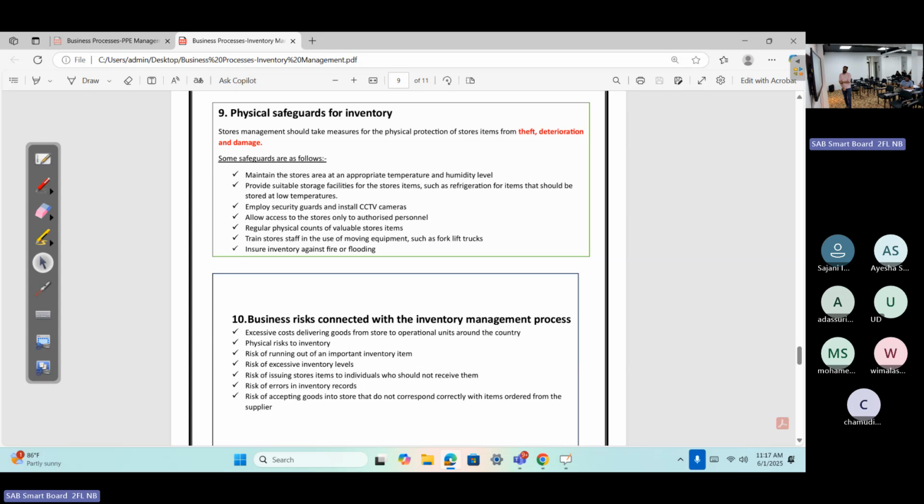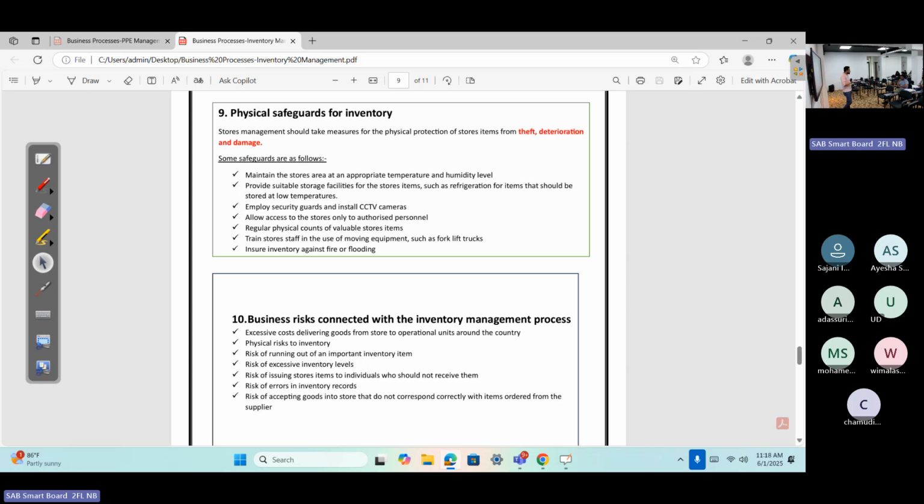Physical safeguards for inventory. The straightforward thing. Physical safeguards: CCTV cameras, and maintain the stores areas at appropriate temperature. Some food items, if you want to maintain them, temperature must be there, and humidity level. Provide suitable storage facilities for those items, such as refrigeration for items that should be stored at low temperatures. So these are the safeguards.